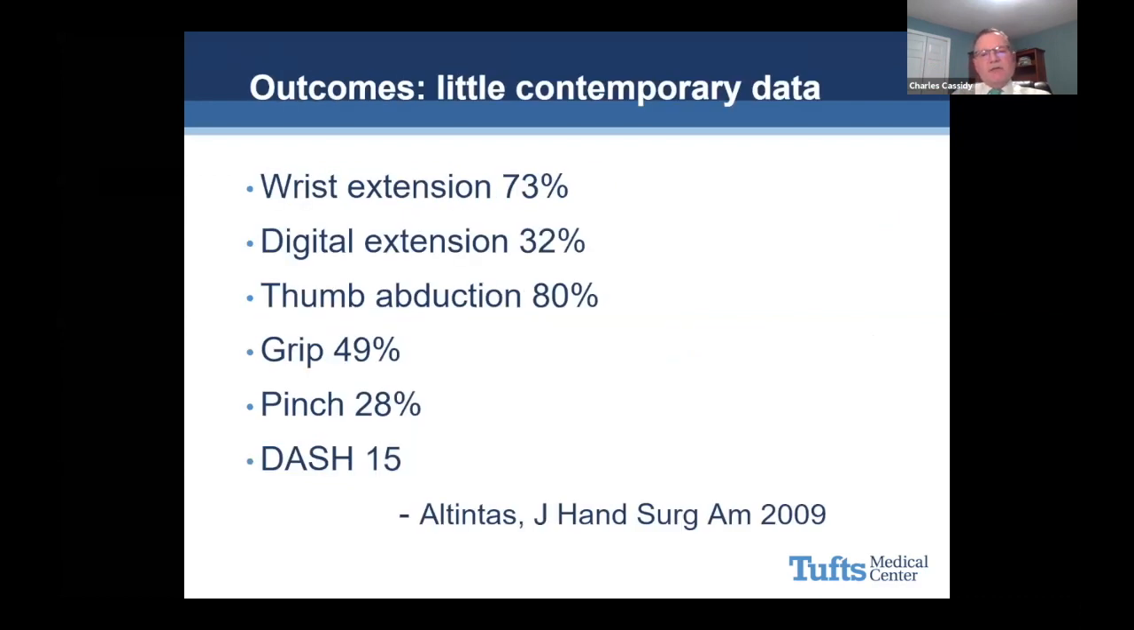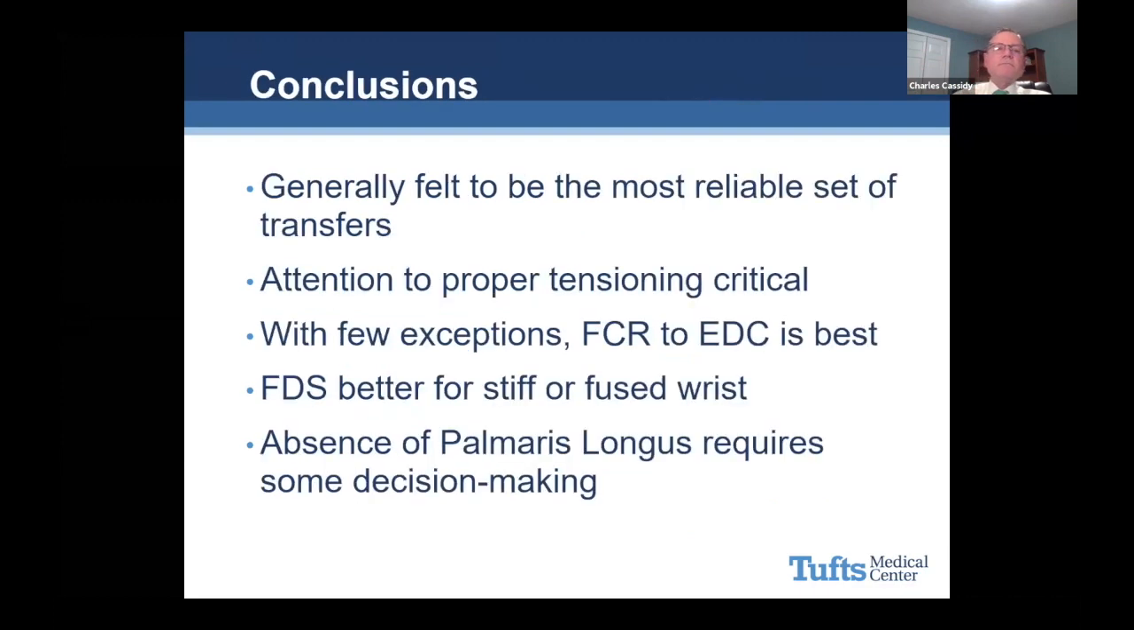It's generally considered a great transfer. There's very little outcome data, to be honest with you. So wrist extension strength is good. Digital extension strength is not great, but it doesn't need to be because it's really positional. And grip ends up being about 50% of normal. Nevertheless, it's generally felt to be the most reliable set of transfers.